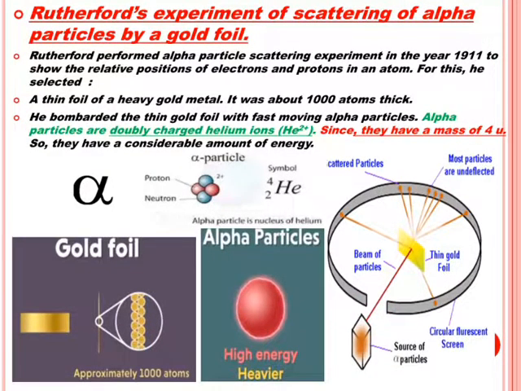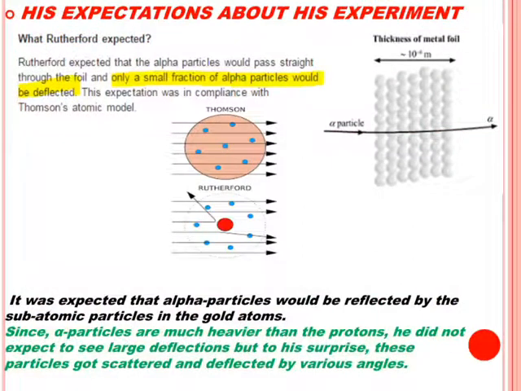Now let us see what Rutherford's expectations were from his experiment. Rutherford was aware of Thomson's model of an atom, so he thought that the positively charged alpha particles are much heavier and most of the alpha particles would pass straight through the thin gold foil. He expected only a small fraction of alpha particles would be deflected, but he did not expect large deflections.